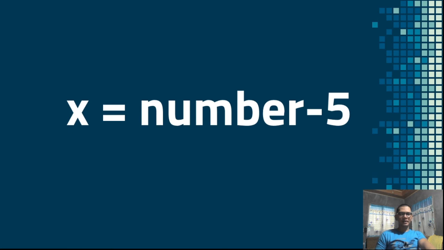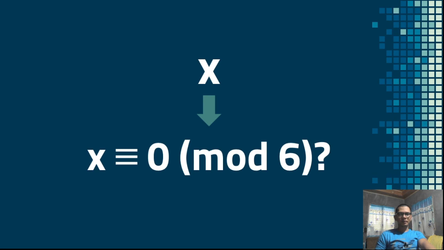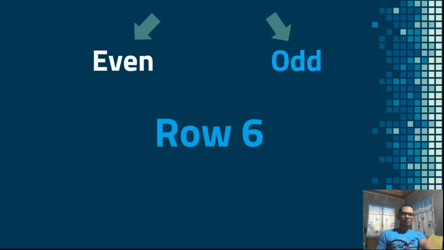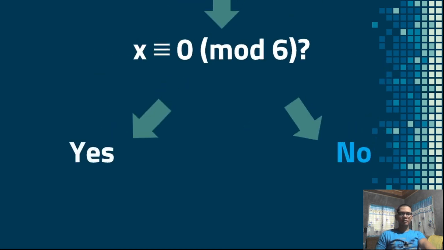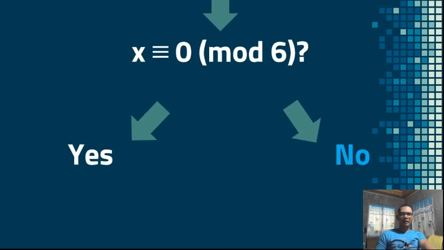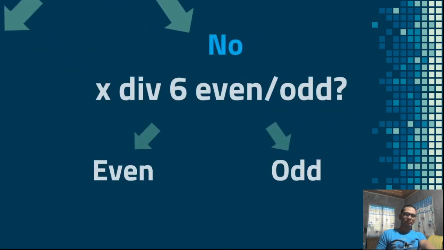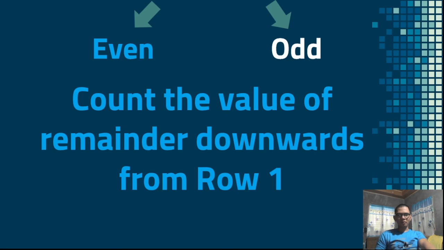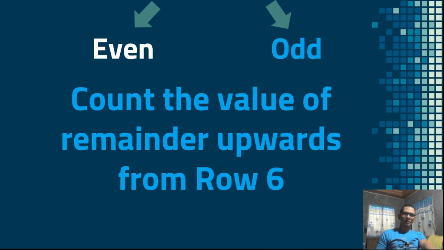Let x be the given number minus 5. Is it divisible by 6? If yes, let's determine if the quotient is odd or even. If it is odd, it's in row 6. If it is even, it's in row 1. Meanwhile, if it is not divisible by 6, let's identify the quotient and remainder. If the quotient is even, count the value of the remainder from 1 or row 1 downwards inclusive. If it is odd, count the value of the remainder from row 6 upwards inclusive.